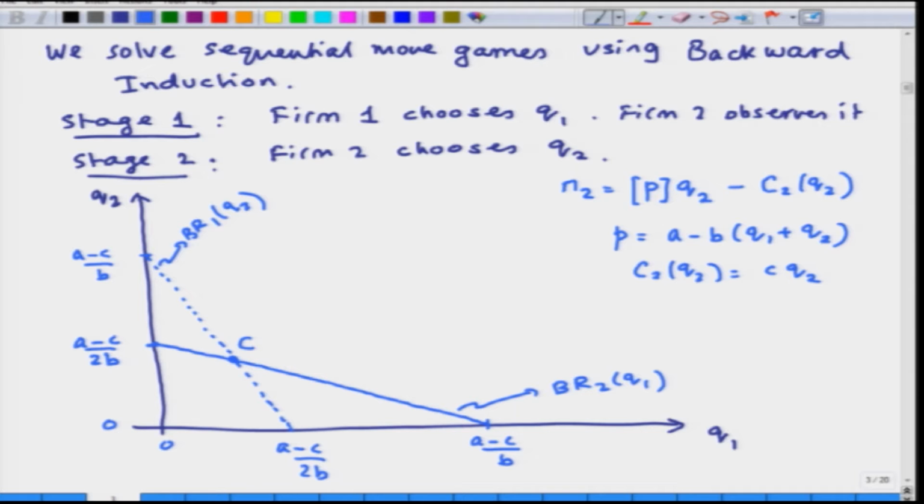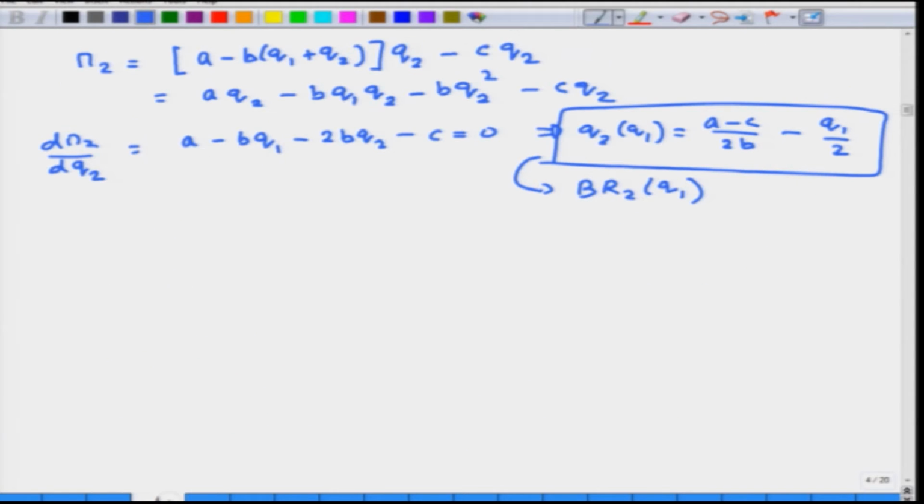Now, let us first ask, should firm 1 produce the Cournot output, or should it produce less than the Cournot output, or should it produce more than the Cournot output? Okay, so, the first thing that we want to ask is, should Q1, let us call the Stackelberg output Q1S, be greater than the Cournot output, equal to the Cournot output, or less than the Cournot output? Okay, so, let us first think about this.